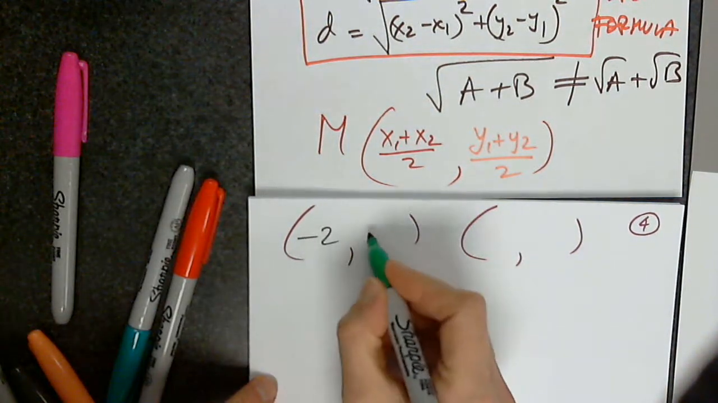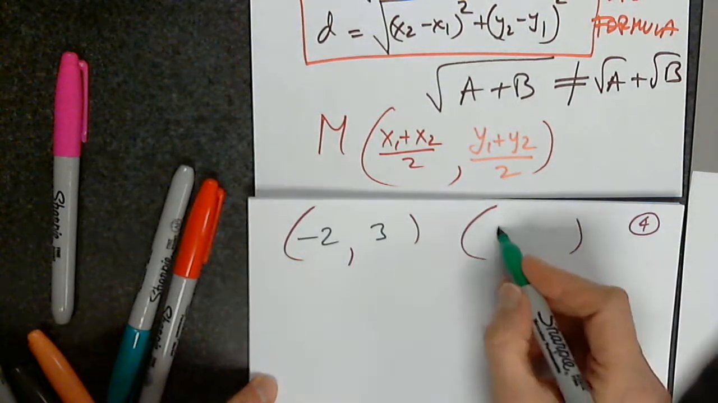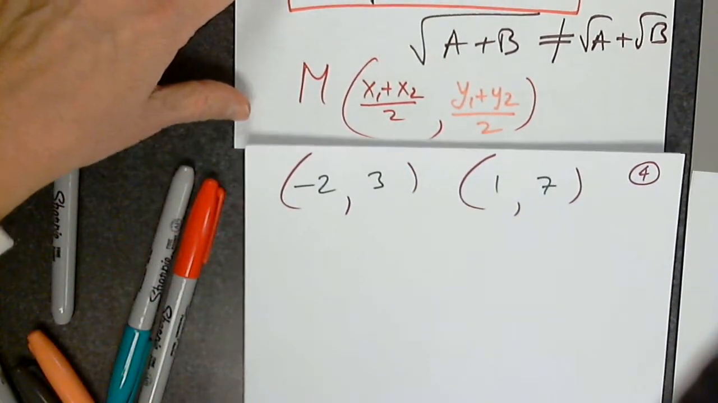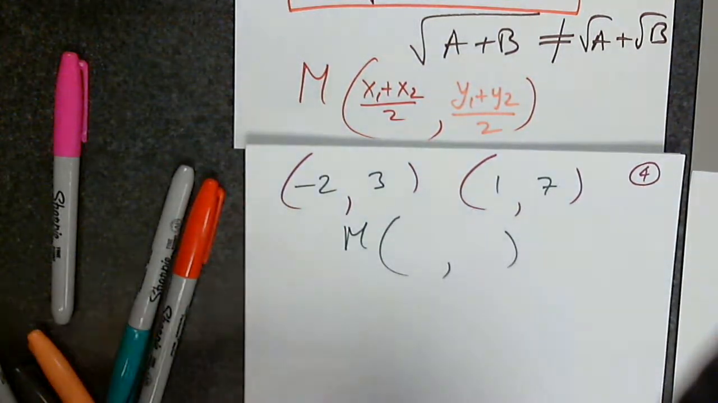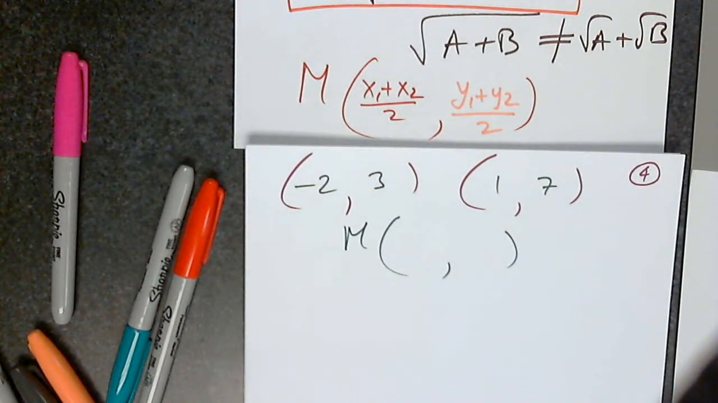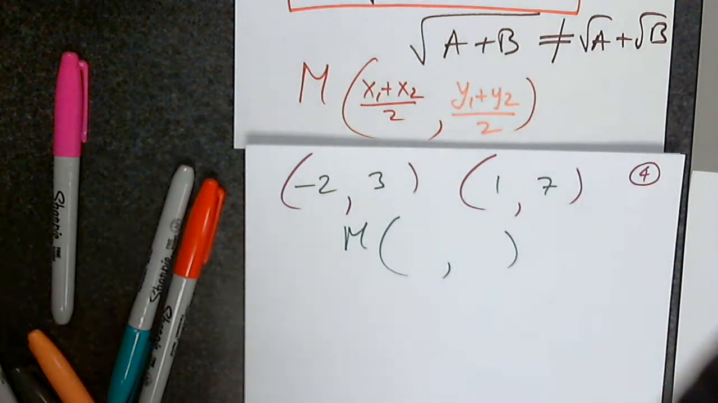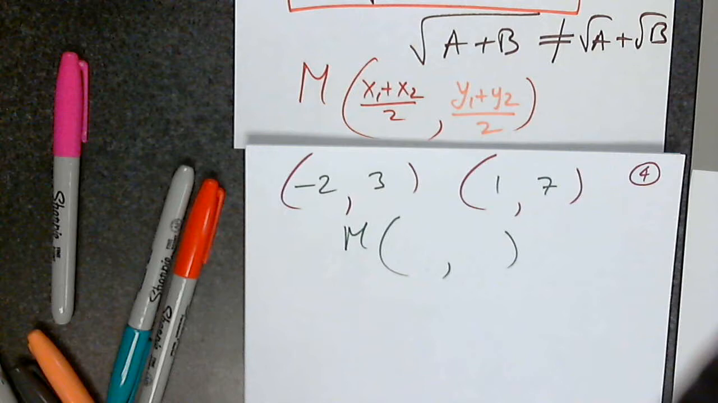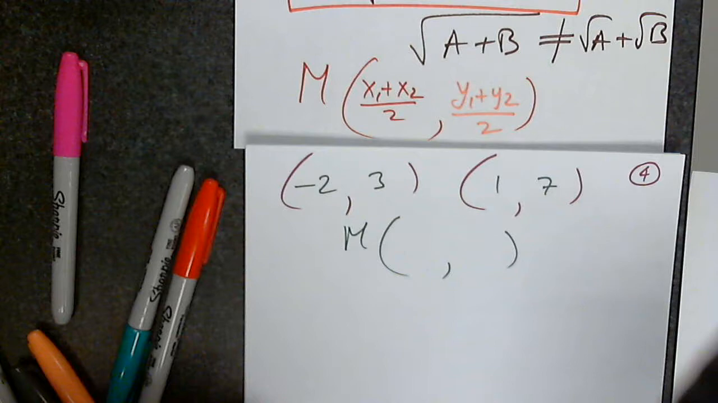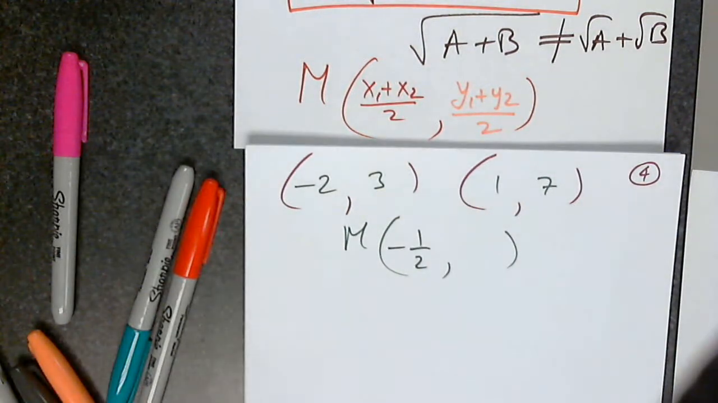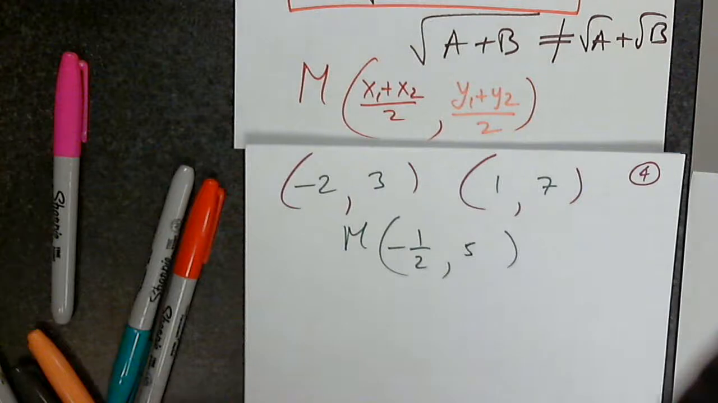Negative 2 and 3. 1 and 7. Perfect. So the easiest thing to do is just finish up the midpoint right away. Please add up the x's. When you add up the x's, you get how much? Of course. So it's negative 1/2 because it's the average. So please add up the y's. 5. So this is the midpoint.